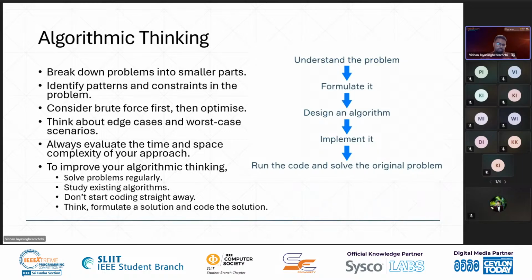So when it comes to competitive programming, the way to improve algorithmic thinking is practice. There's no other way, right? You have to solve problems regularly, and you have to study existing algorithms as well. For example, let's say you have been given a question to, okay, I'll take a simple example, find the shortest path between 2 points. Now, basically this is what algorithms like Dijkstra's algorithm do.